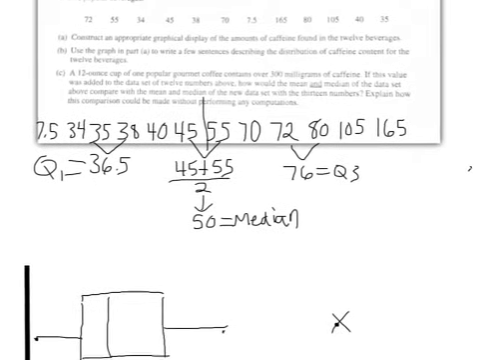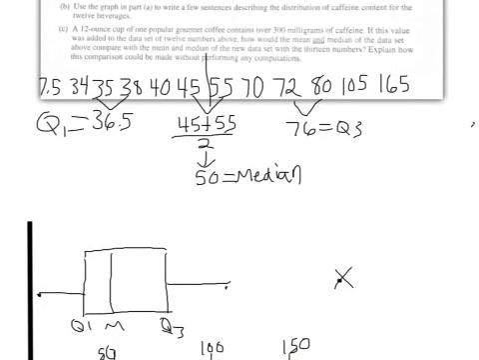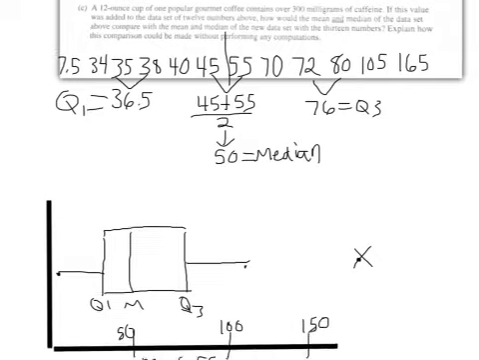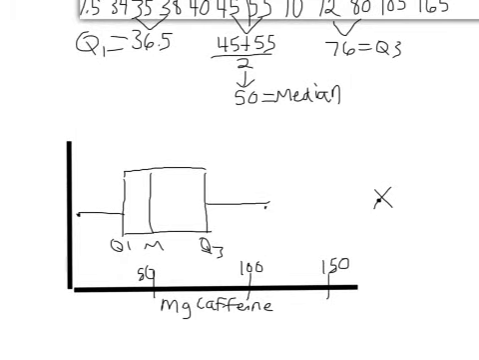Let's take a look at our question letter A. Let's look at letter B now. It says, use the graph in part A that we just made to write a few sentences describing the distribution of caffeine content for the 12 beverages. So let's talk about distribution. When you say distribution, that's talking about the shape of the data, how it looks, how it's spread out. There's a few ways to talk about it.